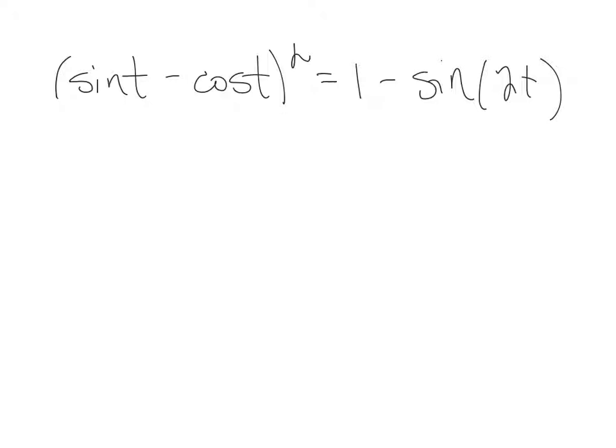Sine of t minus cosine of t, all that's squared. They want us to prove that it's equal to 1 minus sine of 2t. Now remember, with these proofs, you can either work on one side and make it match another, or you can work on both sides if you want to.